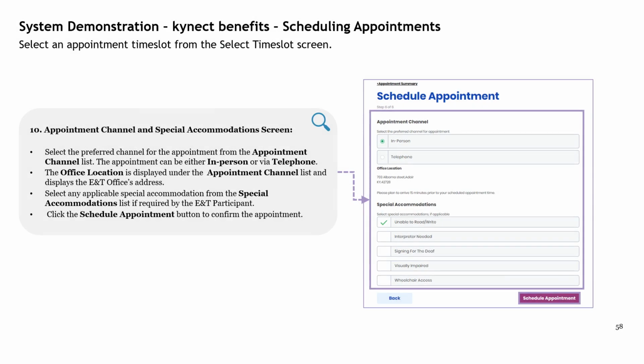Next, select an appointment channel, whether in person or via telephone, and any applicable special accommodations, including language or interpretation services, from the appointment channel and special accommodation screen. The office location is displayed under the Appointments channel list and shows the ENT office address. Click Schedule Appointment to confirm the appointment.